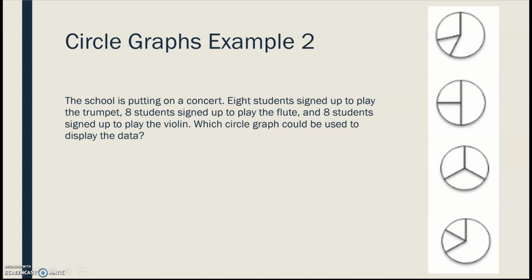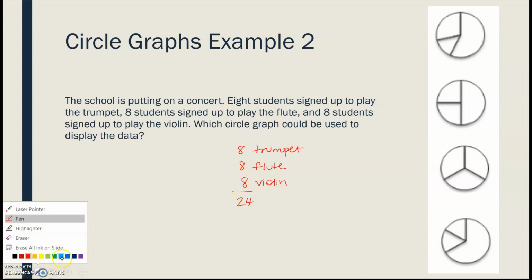So the second situation, it says the school is putting on a concert. 8 students signed up to play the trumpet, 8 students signed up to play the flute, and 8 students signed up to play the violin. Which circle graph can represent the data? Okay, so we have 8 for the trumpet, 8 for the flute, and 8 for the violin. So we have 8 times 3 is 24 people.